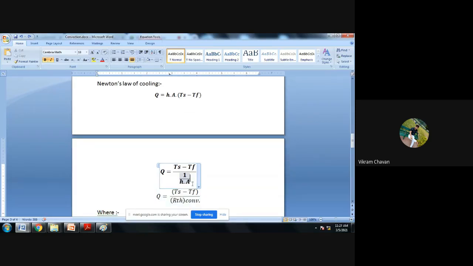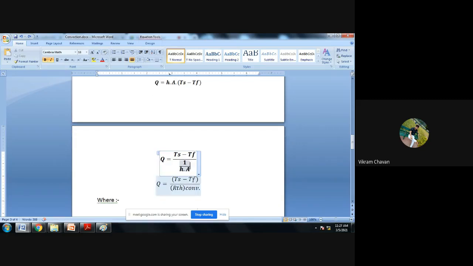This particular part, 1 divided by H multiplied by A, is called the convective thermal resistance for the convective heat transfer. So instead of 1 upon HA, we can write Q is equal to Ts minus Tf whole divided by RTH convection, that is the convective thermal resistance. Getting everyone? Is there any question?